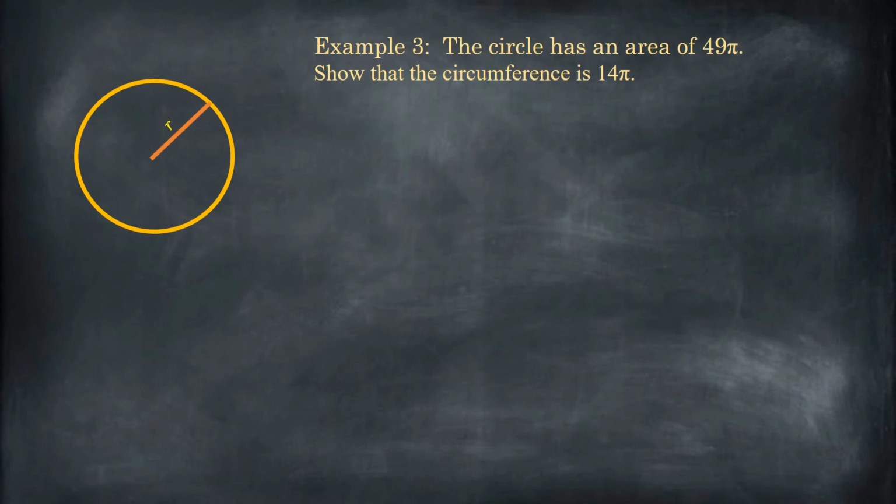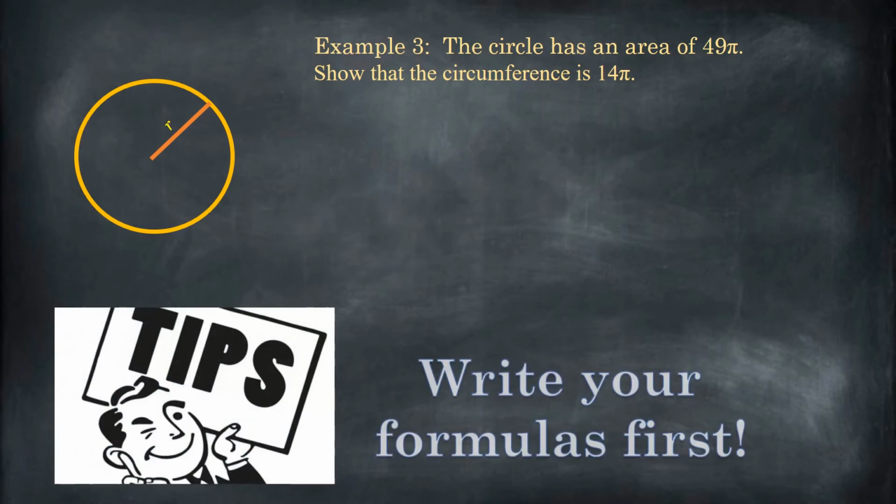So suppose we have a circle, and we're told that the circle has an area of 49 pi. I don't know what unit it is, centimeters squared, something like that, right? Now, we're being told that we have to show that the circumference of this circle is 14 pi. I don't know what the units are, centimeters, whatever. So this is the first time where we actually have some formulas that are going to come into play, and we have to use them.